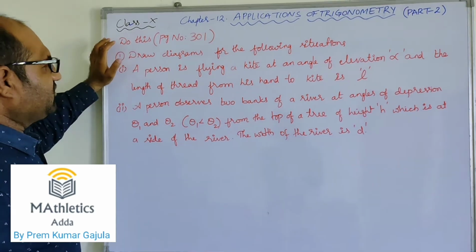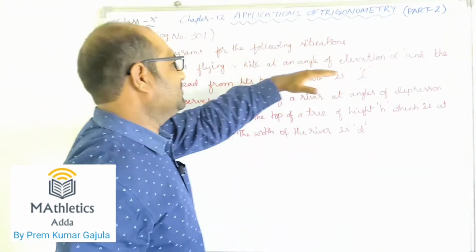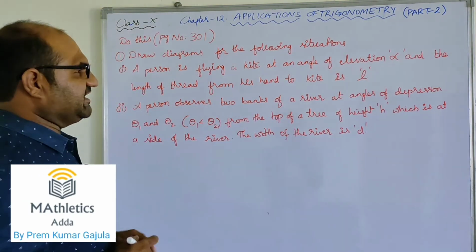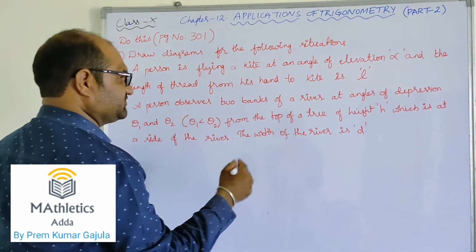Draw diagrams for the following situations. The first situation is a person flying a kite at an angle of elevation alpha, and the length of the thread from his hand to the kite is L. Now let us draw the diagram for the first question.